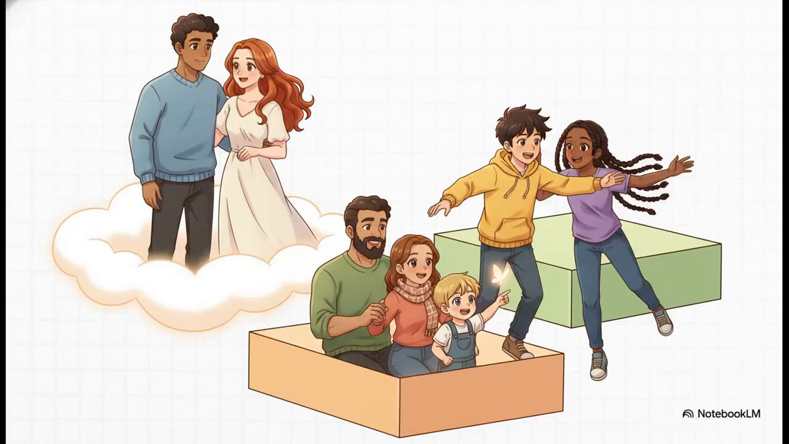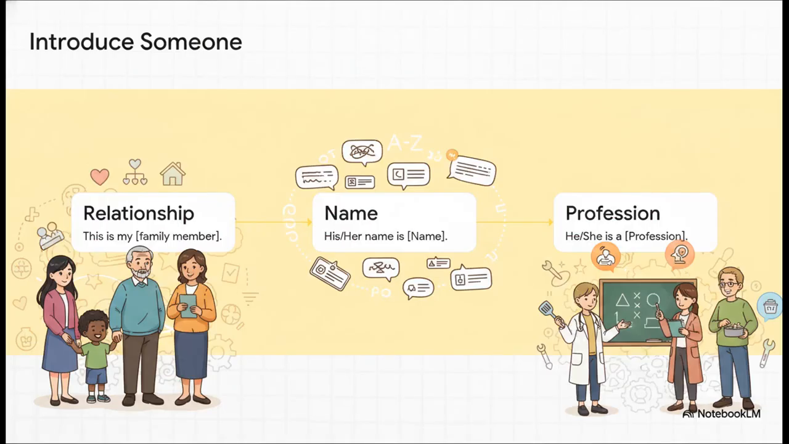Okay, so here are the essential building blocks for your vocabulary. We have your parents, which is your mother and father. Then your siblings, meaning your brother or sister, and of course, the extended family, your uncle, your aunt, and your cousins.